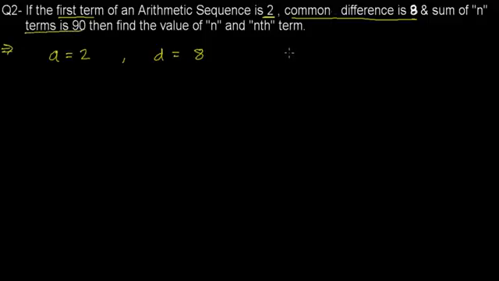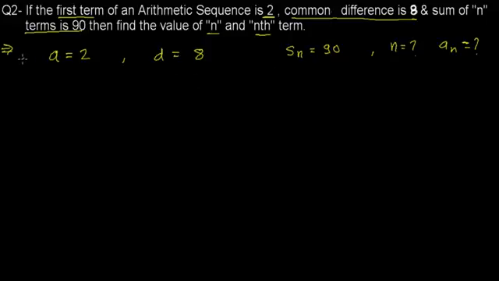We're given one more thing: the sum of n terms, Sn, is given to be 90. Then find the value of n. We need to find n equals what, and the nth term, that is an equals what. So these are the given things, and as you already know, after writing the given things, we have to formulate them.